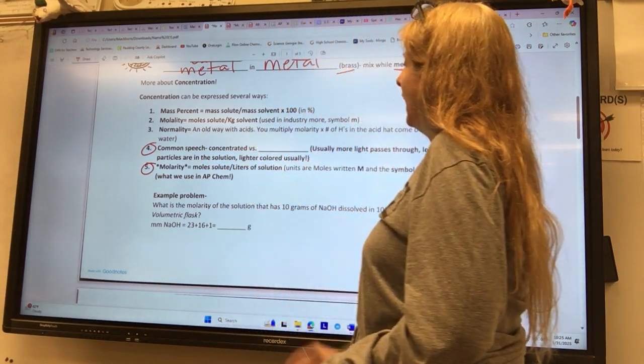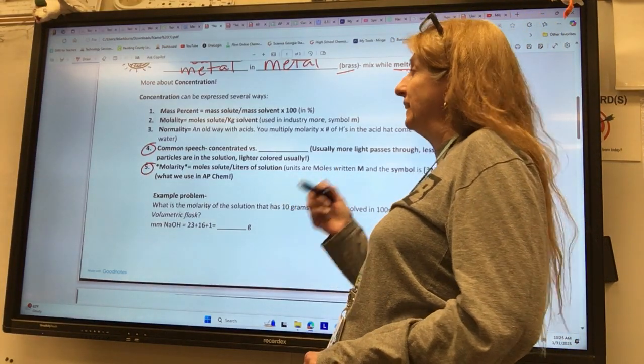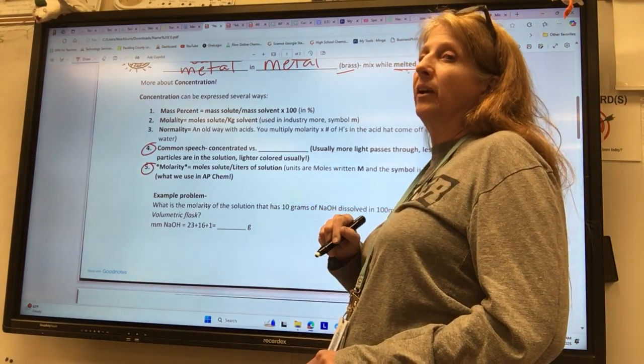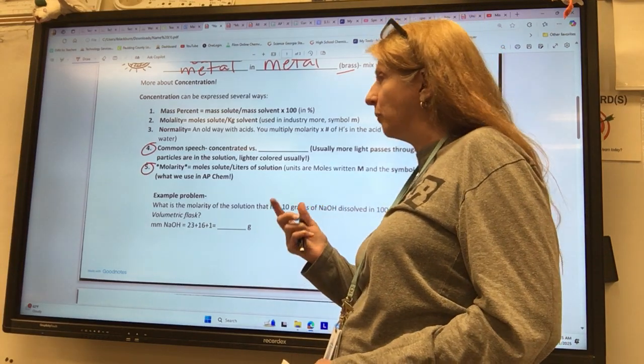It's an old way with acids, and I had like never seen it before until I came here and I found this really old bottle of acetic acid in the back, and I'm like, what in the world?